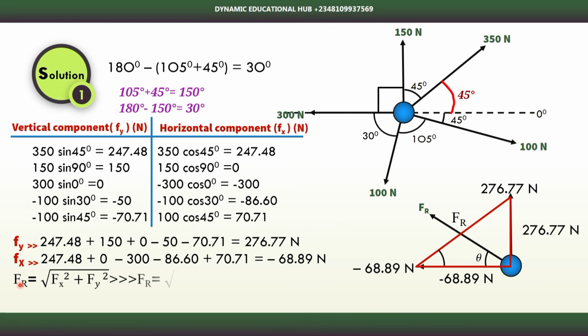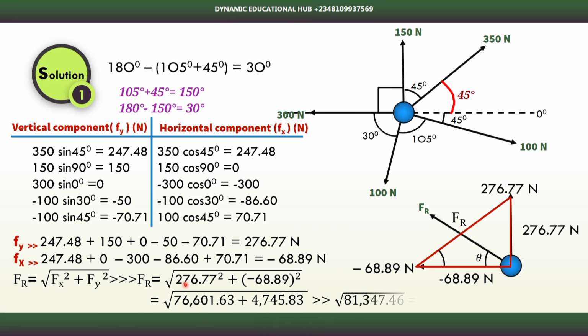So we know that Fr, this resultant force, will be the square root of the summation of the horizontal component squared plus the summation of the vertical component squared. Applying that, we are going to have 276.77 squared plus minus 68.89 squared. Minus is just showing you direction, so the minus will be taken care of. Now doing this, what are we going to get? Pressing your calculator, you are going to get this.